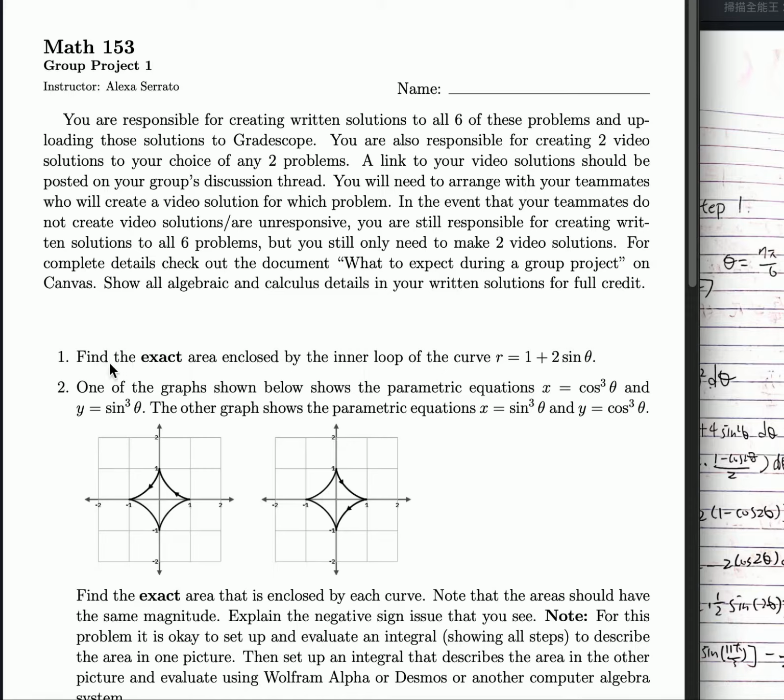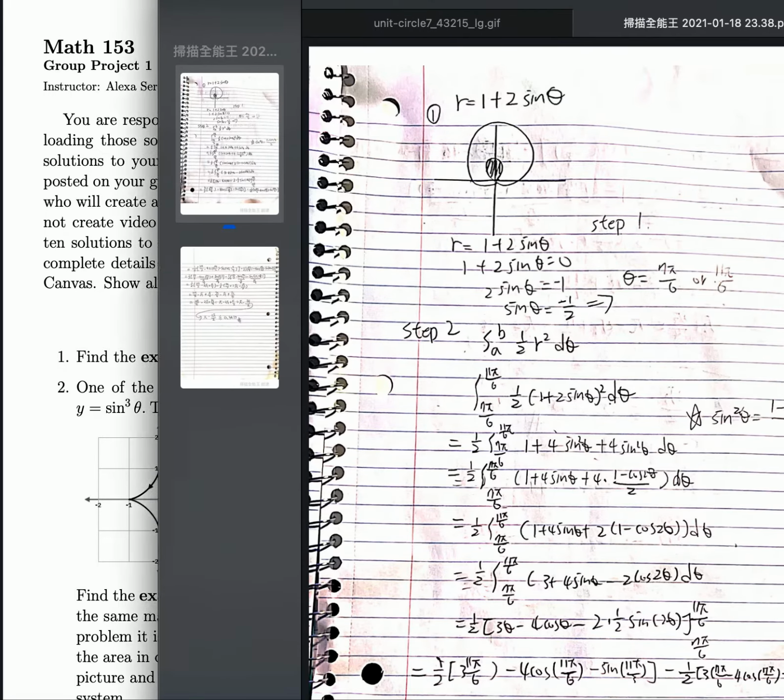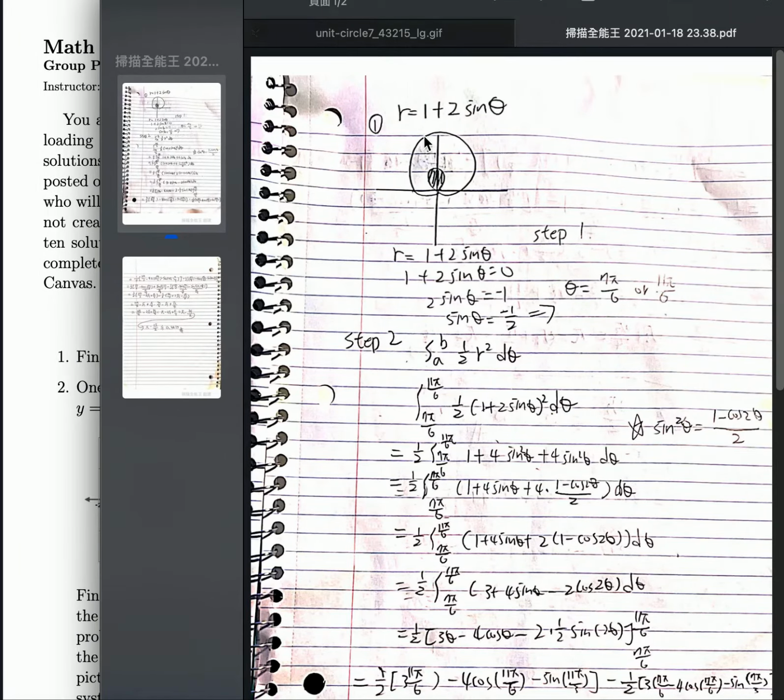The first, number 1: find the exact area enclosed by the inner loop of the curve r equals 1 plus 2 sine theta. First, we can see this graph, and we need to find the area in this part.